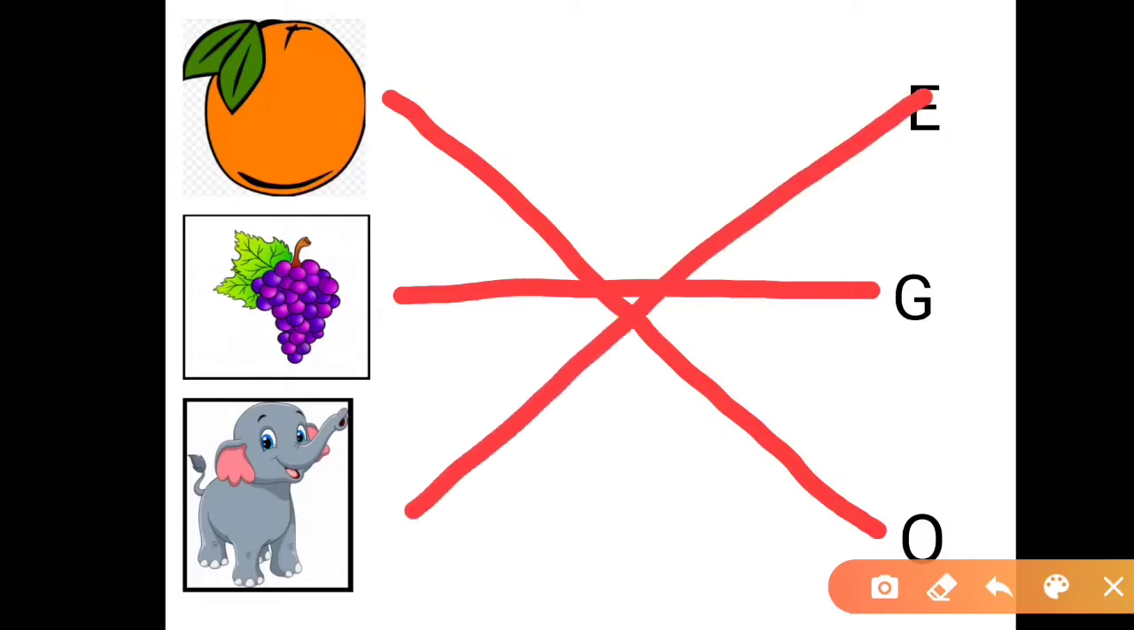Okay. Now tell me, which is the second picture? Is it grapes? Okay, and which is the starting letter of the grapes? G, correct. Let's match it. Which is the third picture? Elephant. Okay. E for elephant, correct. Now let's check next.